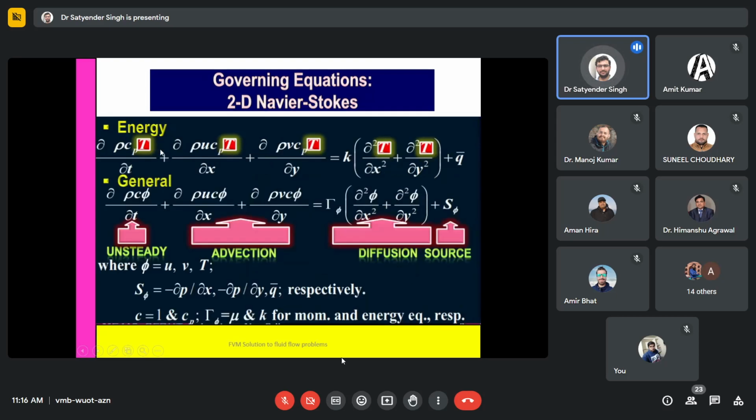A similar differential form also occurs in the energy equation. So in a generalized way, first we will call them unsteady, these two collectively are called advection, this will be diffusion, and the last will be called the source term.